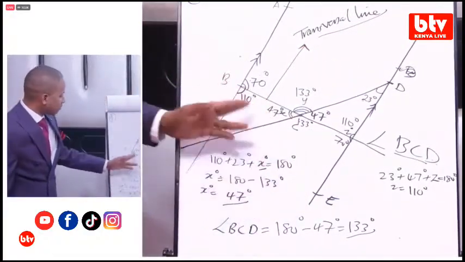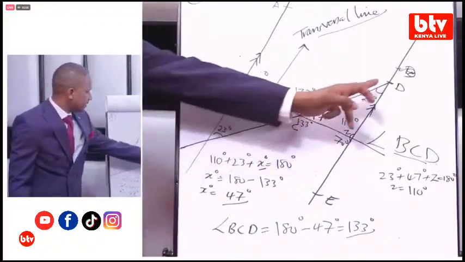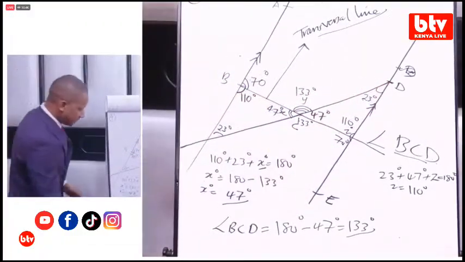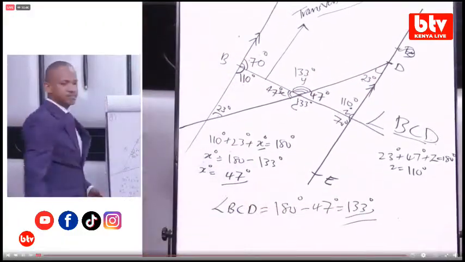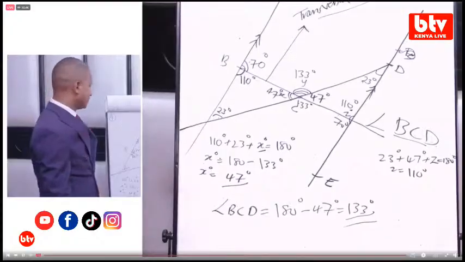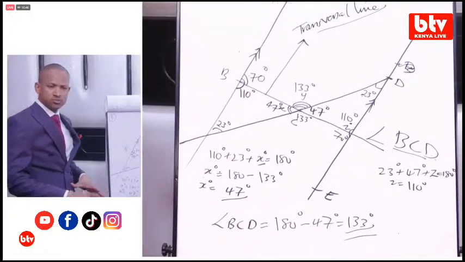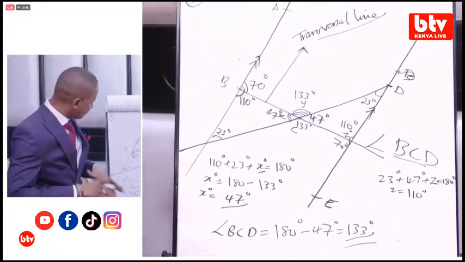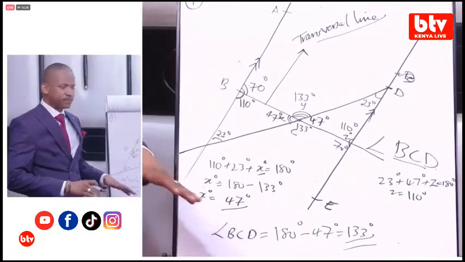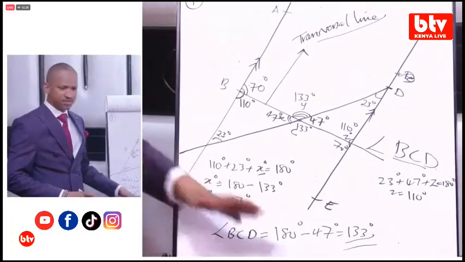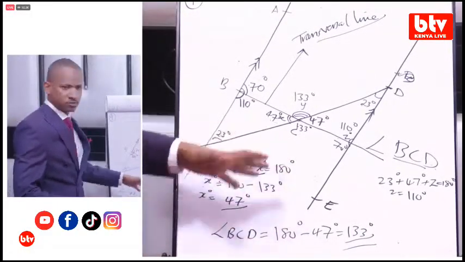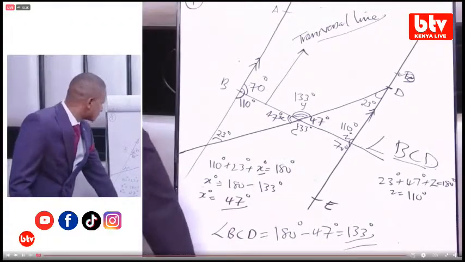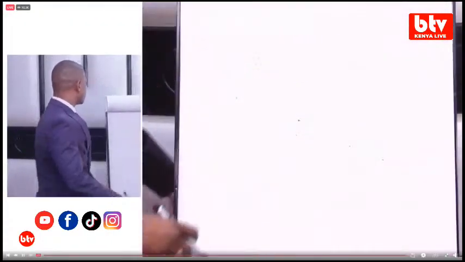So the question wants angle BCD, which is 133 degrees. As simple as that. These are things which you can't get wrong. You can't afford to lose even a mark here. It is too expensive for us to lose a mark in a very cheap question. So we go to question 5.